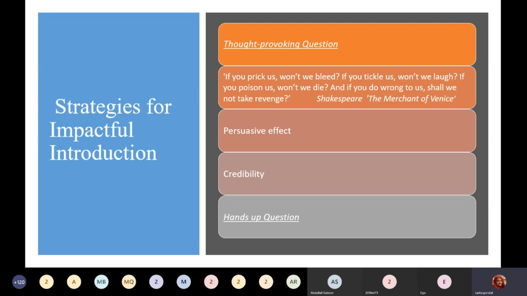So again, you can frame your questions creatively. Your questions do not have to be boring or mundane or dry, because some of the answers are very obvious. So please don't make your questions very obvious. Use the hands-up question strategy, but make sure your questions are a little bit creative, something that would make everybody think, fine, I would like to answer that.